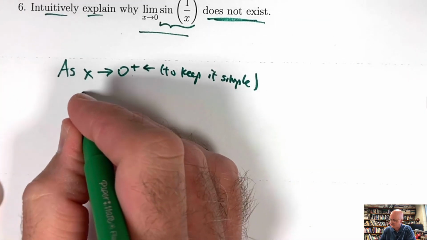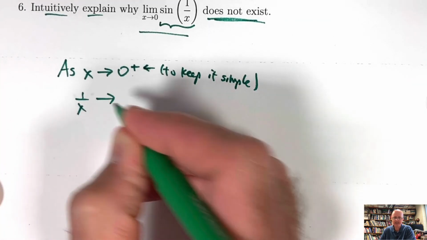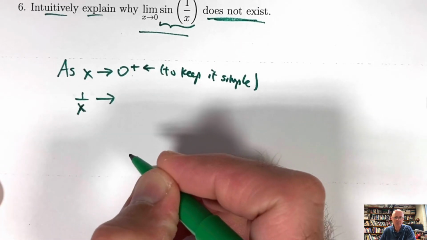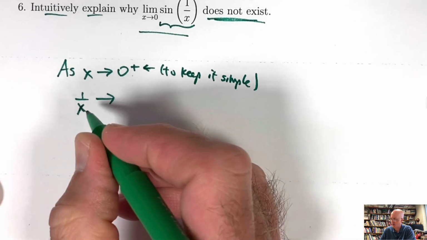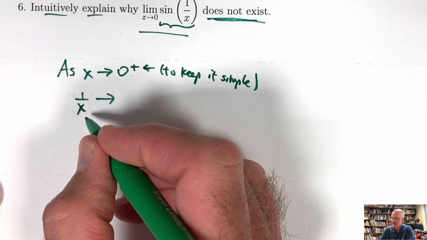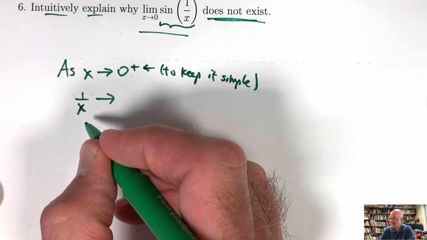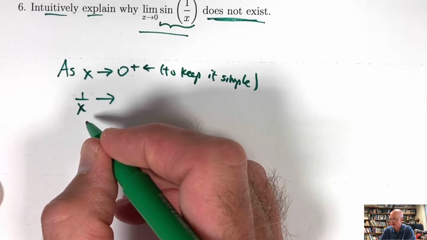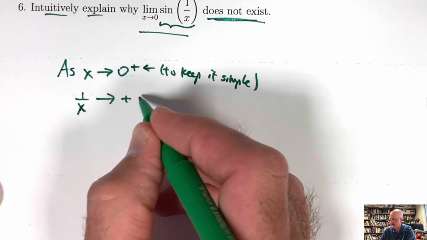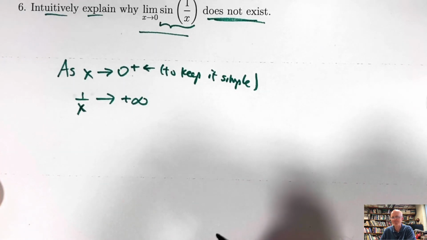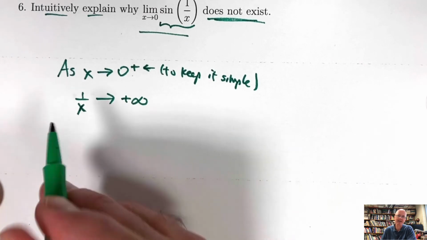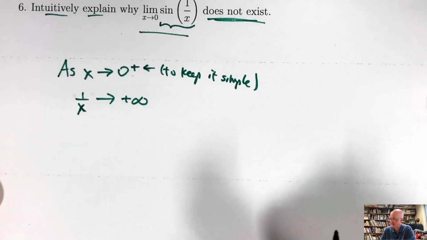One over x is getting very, very large, right? If you do 1 over a really small number, it's really big. If x is 0.1, then 1 over x is 10. If x is 0.01, then 1 over x is 100. If x is 0.001, then 1 over x is 1,000. This is getting bigger and bigger. And if I'm letting x approach through positive values, you could say it's approaching plus infinity. I'm not saying infinity is a number. I'm saying 1 over x is getting as large as I like, positively speaking.